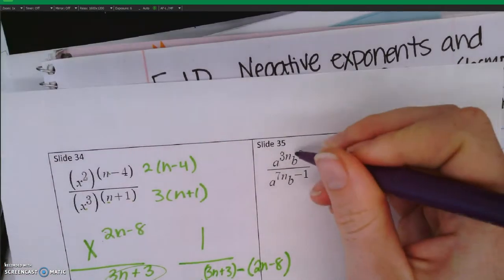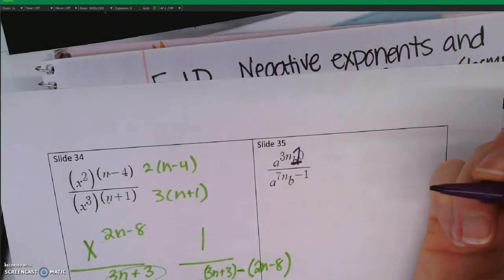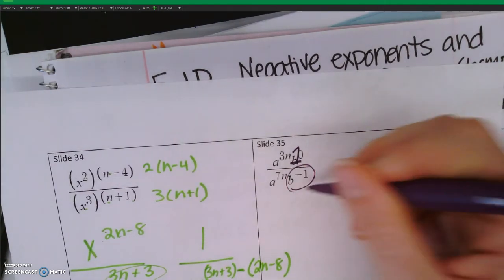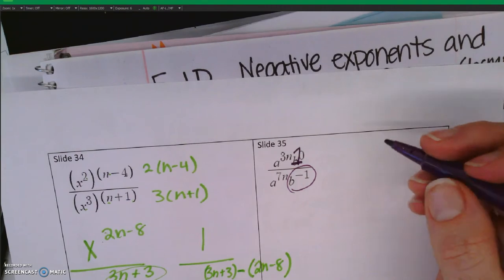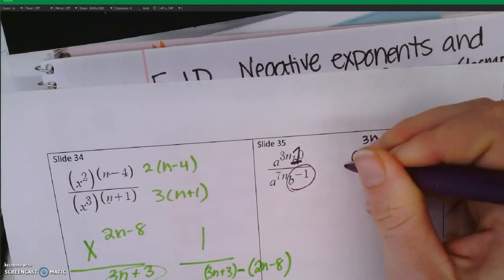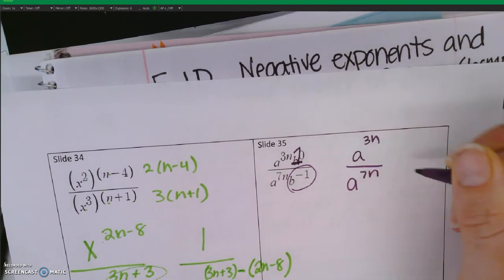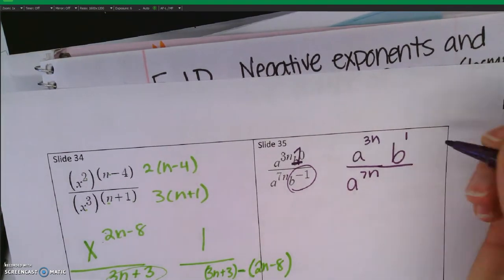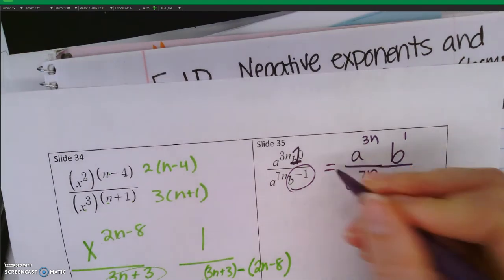Here I know b to the 0 is just 1. And then I'm going to bring my negative exponent up to make that positive. A to the 3n over a to the 7n. B to the first is in the numerator now.